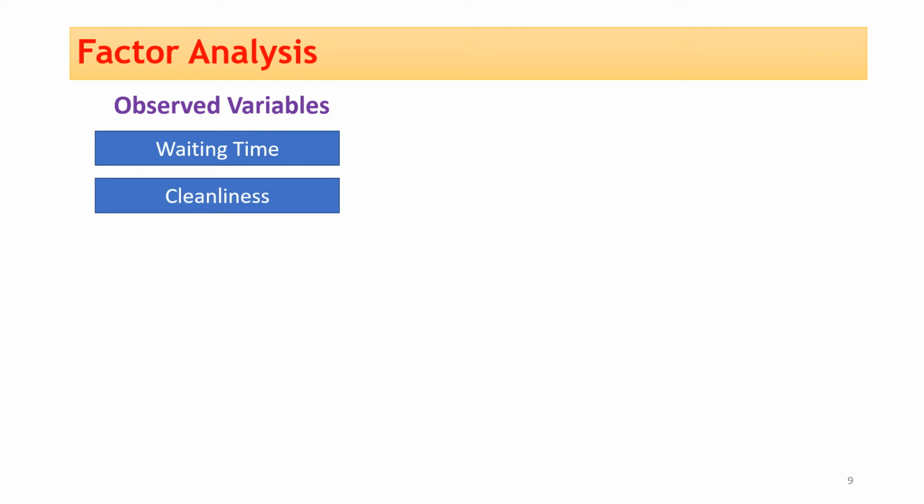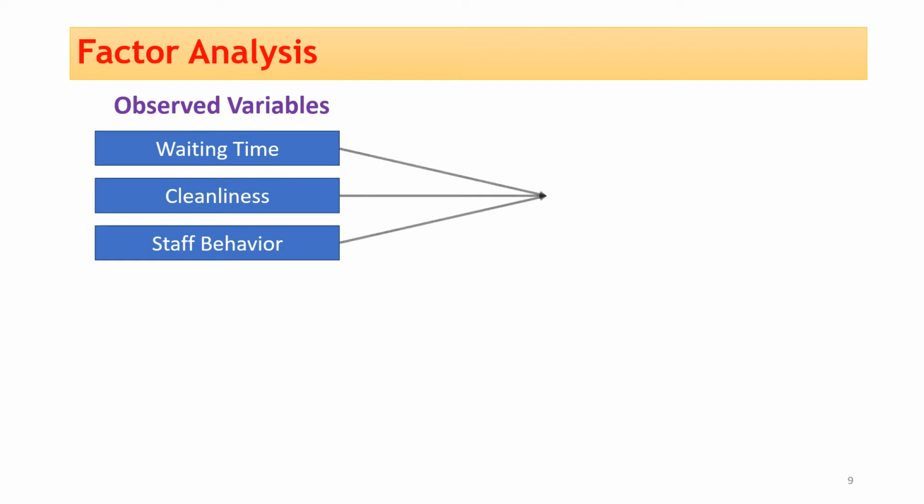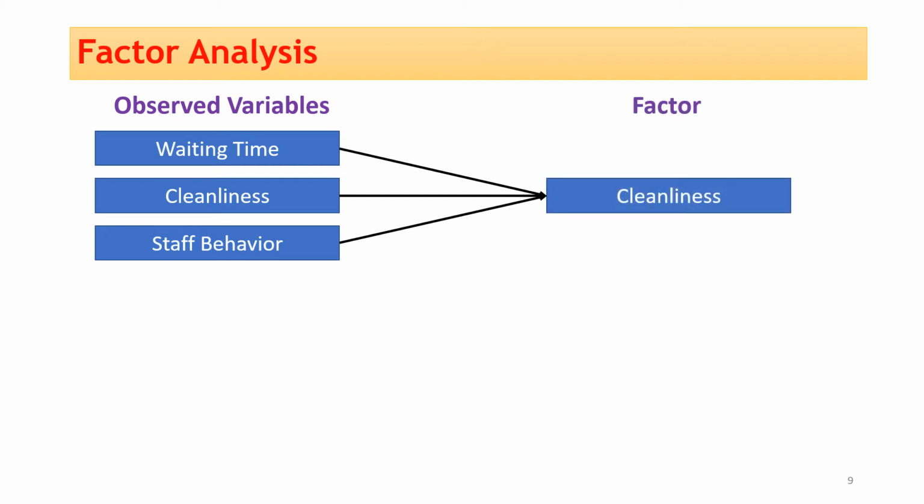Suppose we have three observed variables: the first one is the waiting time, the second one is the cleanliness, and the third one is the staff behavior. Now we are going to find the factors among these three observed variables, that is the waiting time, cleanliness and the staff behavior. Now if we see, the common factor from these three observed variables is the cleanliness. So cleanliness is the factor for these observed variables.